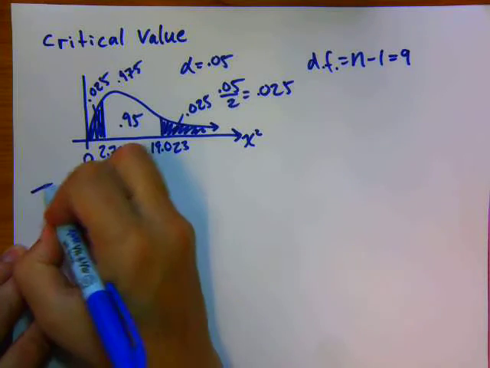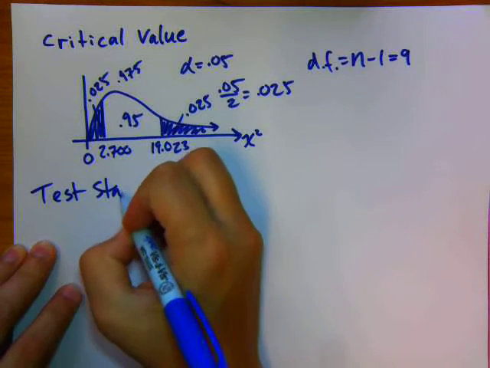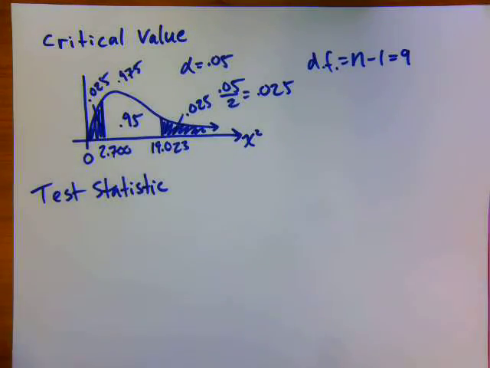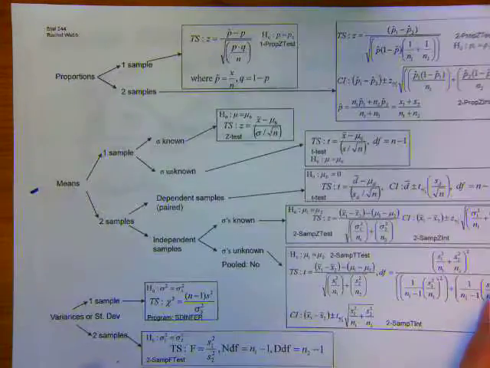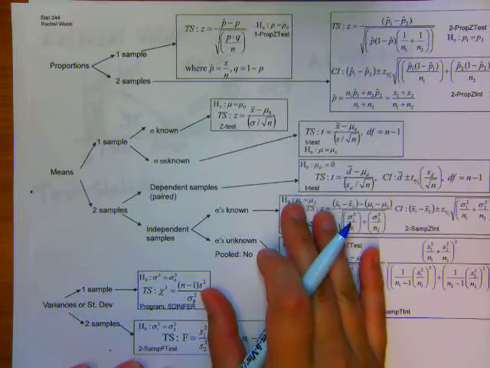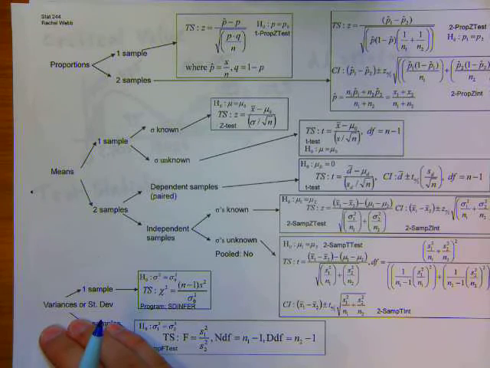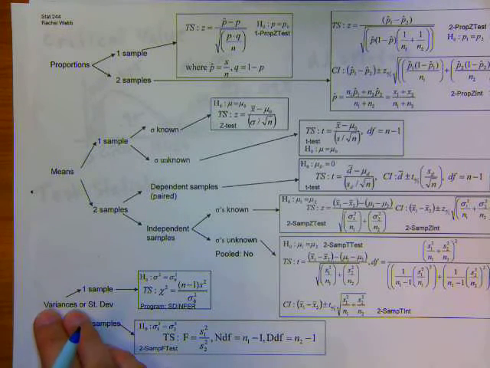So let's find the test statistic. And if you're having a hard time on an exam trying to figure out what formula to use on these, I have this guide here, this flow chart. You can look at proportions, means, variances, or standard deviations. And in our hypothesis statement, we were making a claim, a conjecture about the variance. So I'm going to start over here on the left with variances.